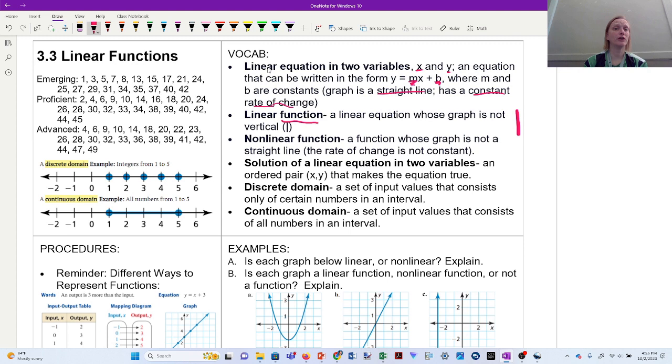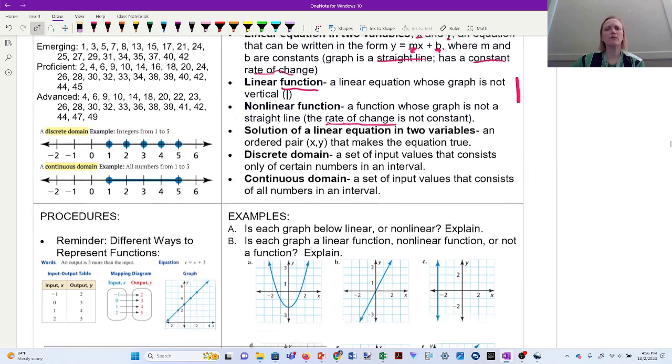A nonlinear function is going to be a function whose graph is not a straight line. And we've seen examples of that in the previous sections. What makes it not a straight line is that the rate of change is not going to be constant.